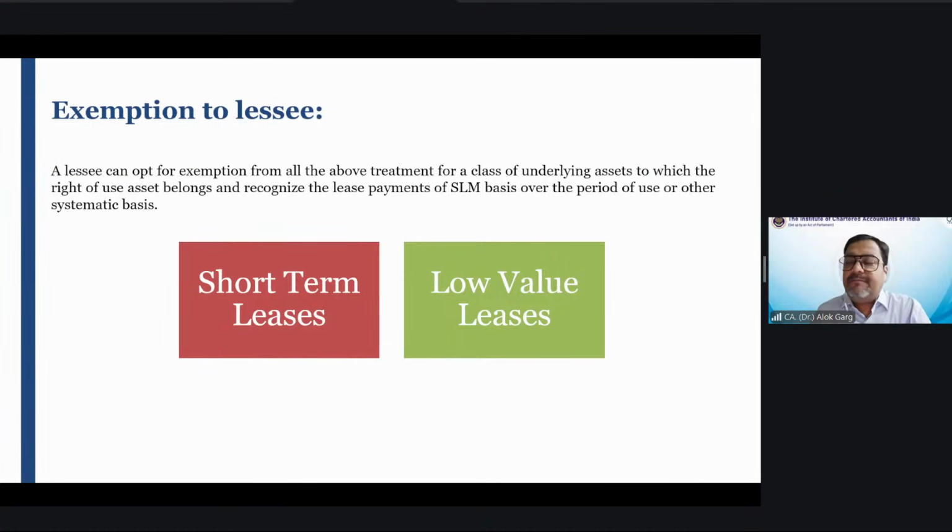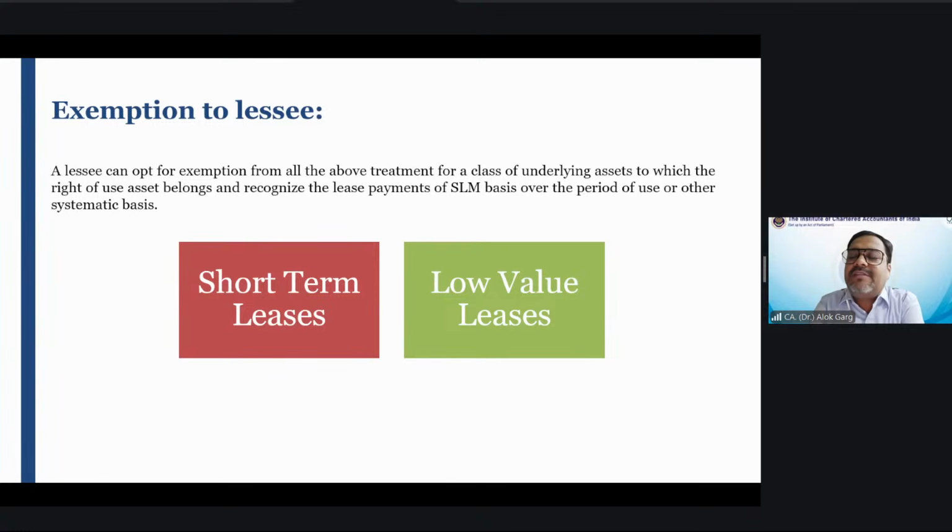Exemption to the lessee, my dear friends, don't you think this is a very cumbersome task? For every lease contract, I was working in Indus Towers Limited and they have 4 lakh lease contracts. Earlier life was very simple. Whatever we were paying, we were charging as a rent expense to bank every month. But now on the commencement date, you have to do the accounting for the entire lifetime of the lease contract. Then you have to charge depreciation, you have to charge interest cost.